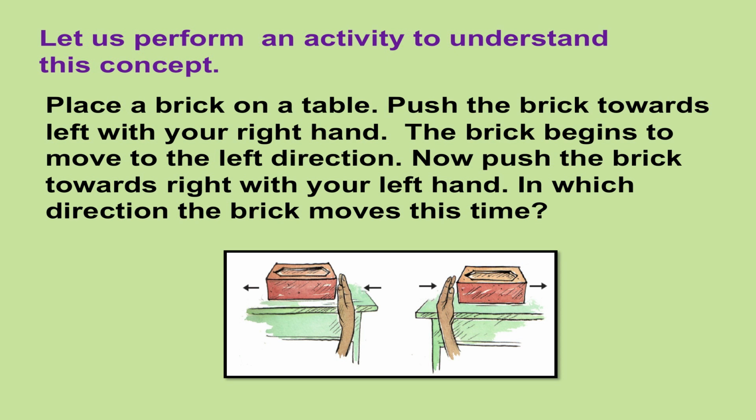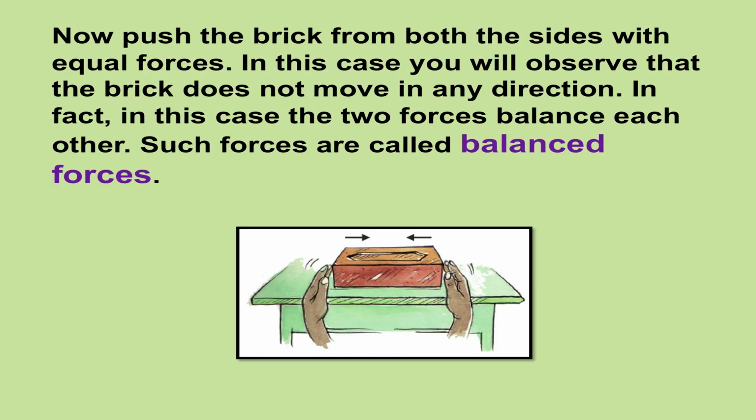Place a brick on a table, and push the brick towards the left with your right hand. What do you observe? The brick begins to move in the left direction. Now push the brick towards the right with your left hand. In which direction does the brick move this time? It will move in the right direction. Now push the brick from both sides with equal forces. What do you observe? In this case, you will observe that the brick does not move in any direction.